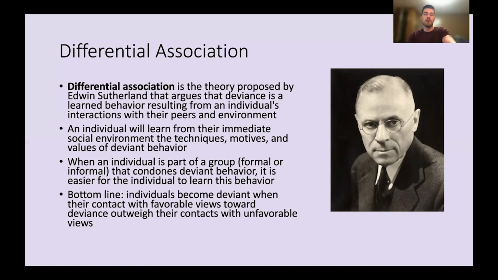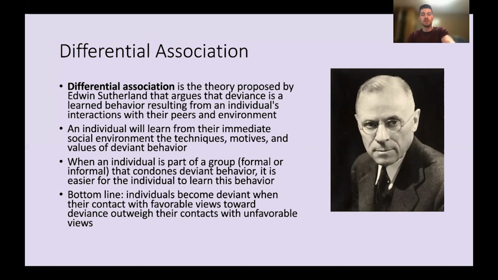When an individual is part of a group, either formal or informal, so formal could be pretty much anything, a political party, anything that's on the books. Informal can be like a street gang, a group of friends. So when they're part of a group that condones deviant behavior, it's easier for the individual to learn this behavior. And that, again, happens in both formal and informal groups.